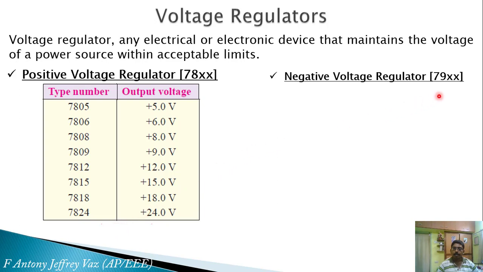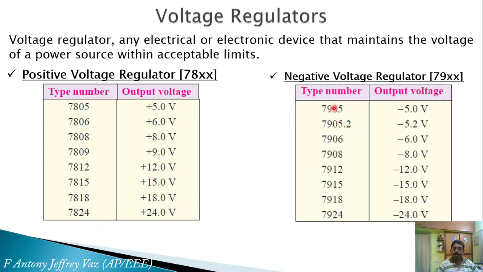Negative voltage regulators start with 79XX. 79 represents negative voltage, and XX represents the output value, like 05. If 7905 is present, the output voltage will be minus 5 volt. For positive voltage regulators, it will be plus 5 volt, and for 7905, it will be minus 5 volt. If you take 7812, it is plus 12 volt over here. If you take 7912, we will get minus 12 volt over here.